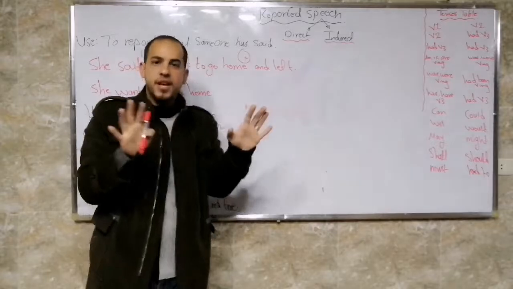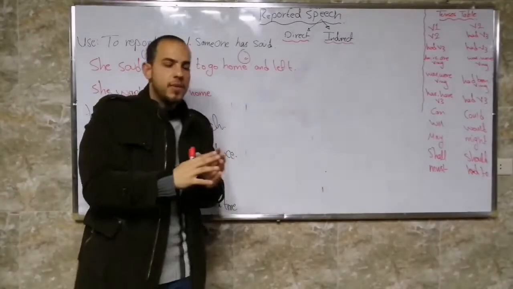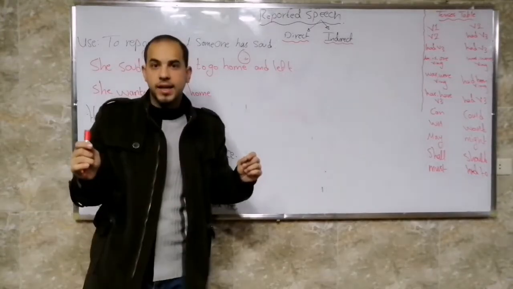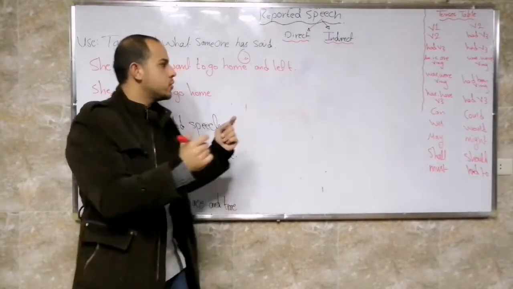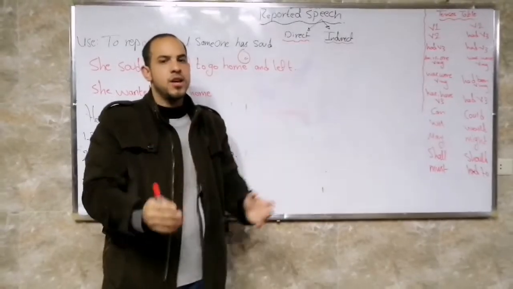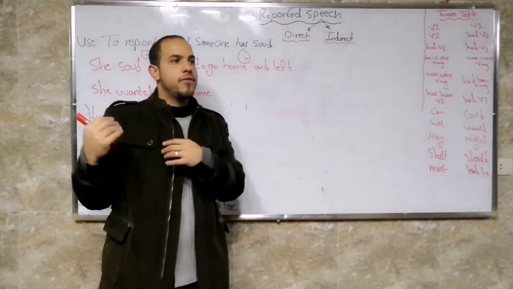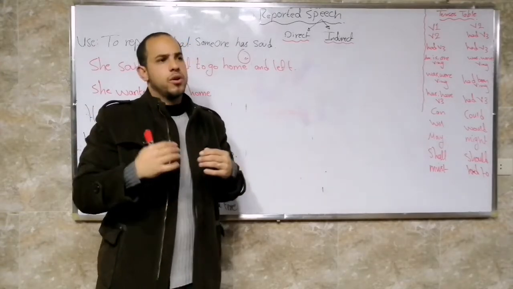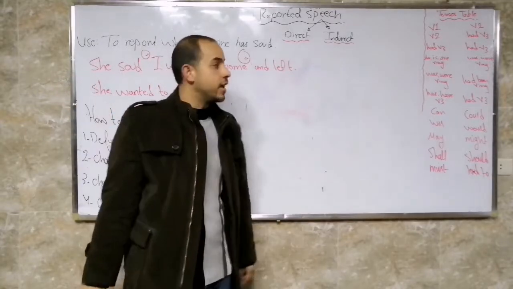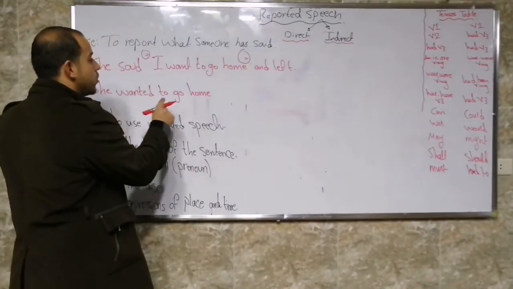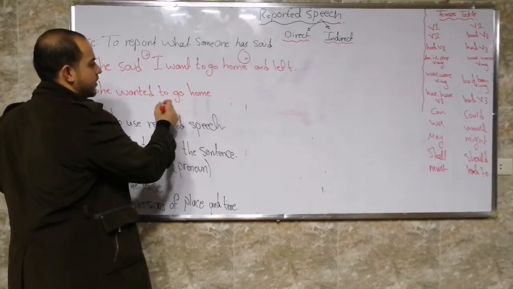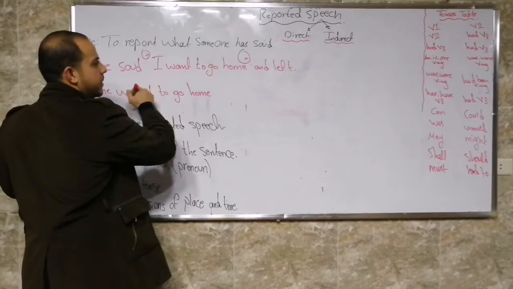But be cool, because reported speech is commonly used in writing, okay? But in speaking, you don't have to use reported speech and the indirect way. You can use the direct way. You can tell the others that my friend yesterday told me that my brother said, "I am hungry," and it will be okay. Now the second one is: she wanted to go home. So as you can see here, we changed many things.